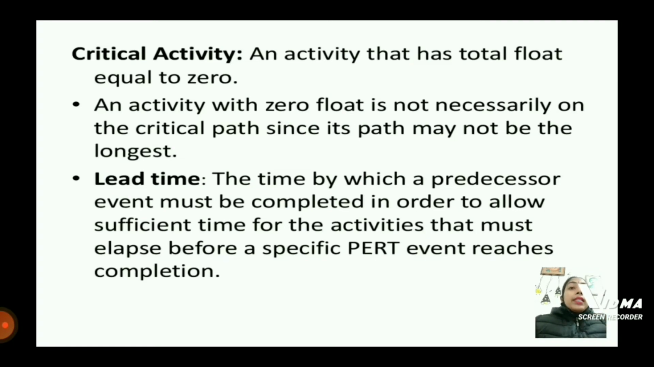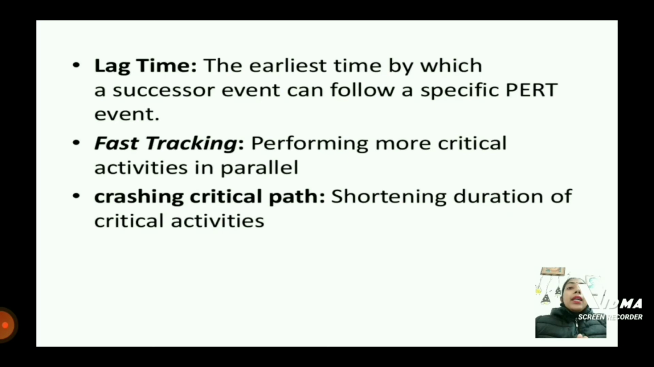Lead time: the time by which a predecessor event must be completed in order to allow sufficient time for the activities that must elapse before a specific PERT event reaches completion. Lag time: the earliest time by which a successor event can follow a specific PERT event. Fast tracking: performing more critical activities in parallel. Crashing critical path: shortening the duration of the critical activities.